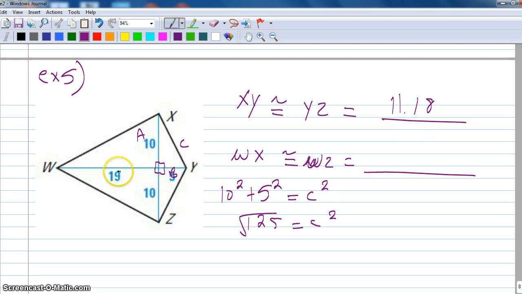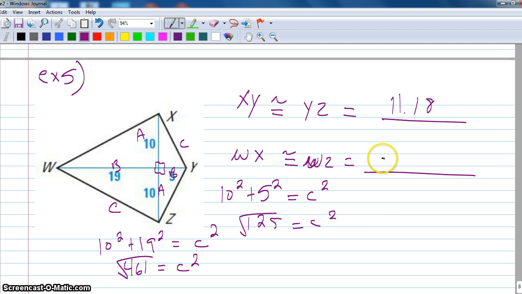Over here, for this triangle here, that would be my A, this would be my B, and I'm looking for C. So it'd be 10 squared plus 19 squared equals C squared. And 10 squared plus 19 squared is 461. You take the square root of 461 and it gives you 21.4.